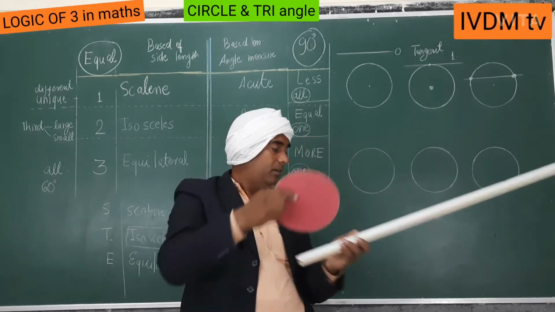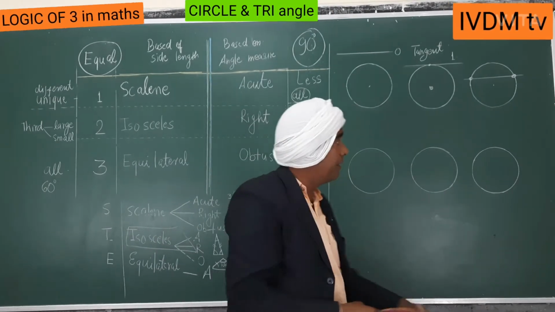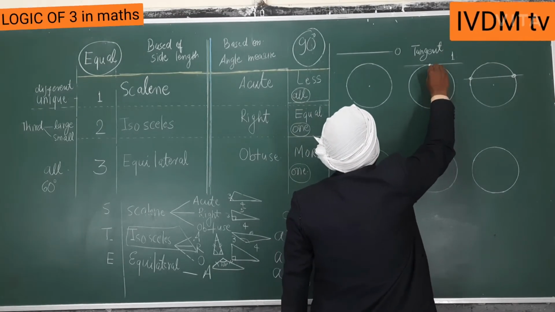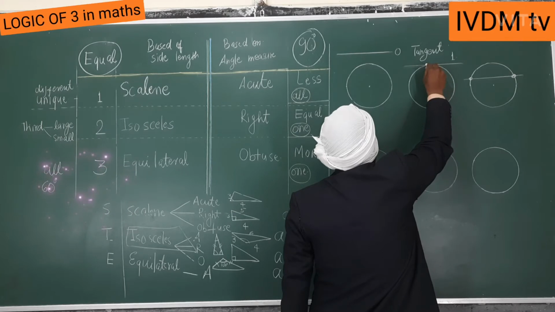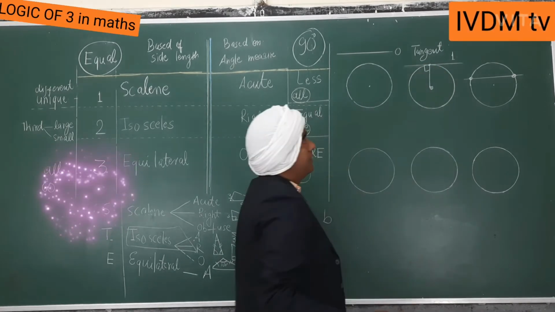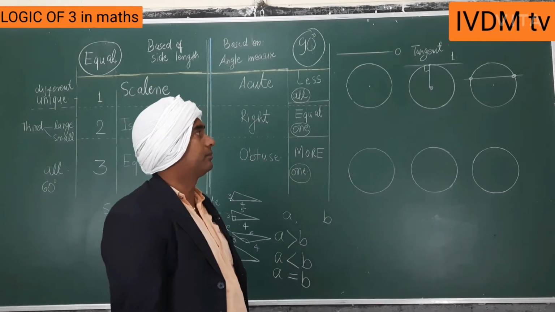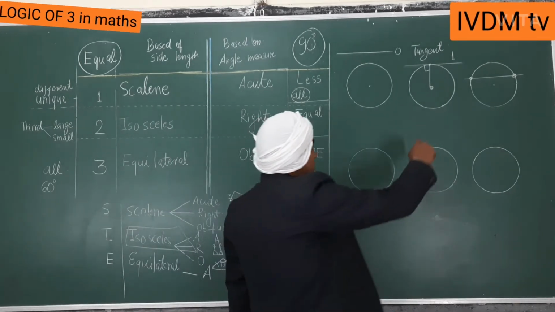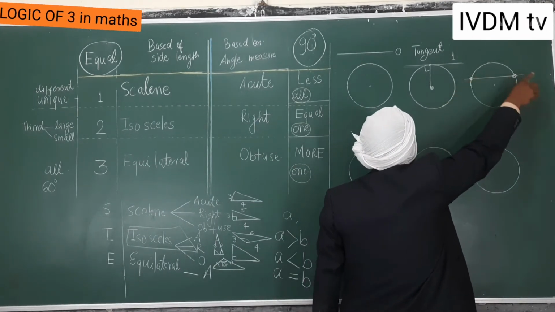In class 10th we will read about some properties of tangent and radius. At the point of contact, the radius will be at 90 degrees. Exercise 10.1 and many other things. This line is called the tangent.